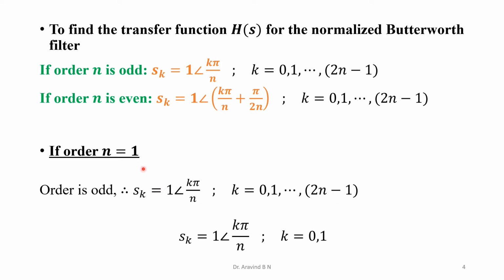Now let us take particularly n is equal to 1 and make a representation of the value of k. sk will have this formula, and with respect to the range of k, we are going to substitute n is equal to 1. So n is equal to 1 in the sense 2 into 1 is 2, 2 minus 1 is 1. Therefore k will take the values 0 and 1. That means for two values we are going to calculate this sk.